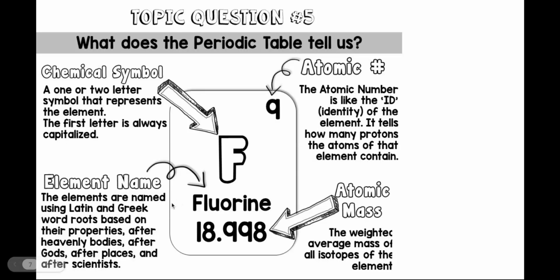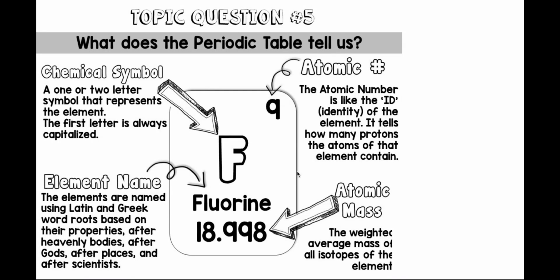The element name shows up underneath. They are named from Latin and Greek root words, so they may not always match the chemical symbol letter to the name of it. Lead is a good example. For lead, the chemical symbol is Pb, but the name is lead.